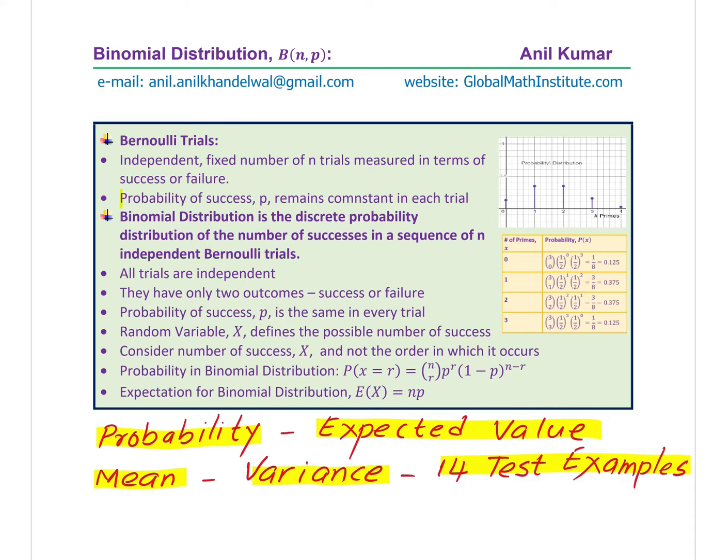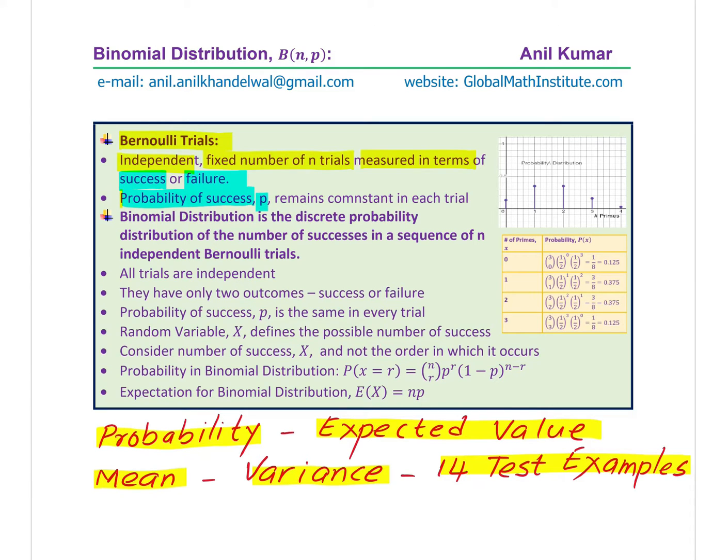Now, when we want to discuss binomial distribution, it is very important to understand what a Bernoulli's trial is. In any probability experiment, the events are independent and we have a fixed number of n trials measured in terms of only two outcomes, success or failure. These being independent means that the probability of success remains constant, and we'll use the letter P for the probability of success.